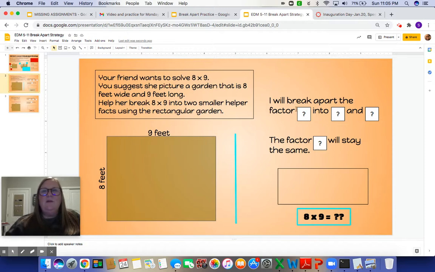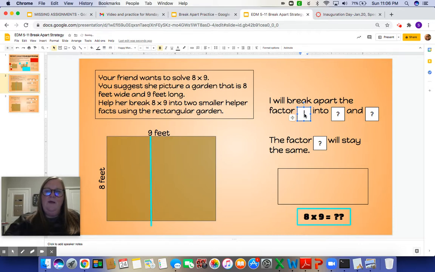So the first thing you're going to do is this. I will break apart the factor blank. So remember, the factors are the two numbers you multiply together. So one factor is 8 and one is 9. Which one do we want to break apart? Well, I have a line over here that is vertical. It's going up and down. So we're going to break apart the 9, and I'm going to break it apart into, we're going to plug in these numbers.